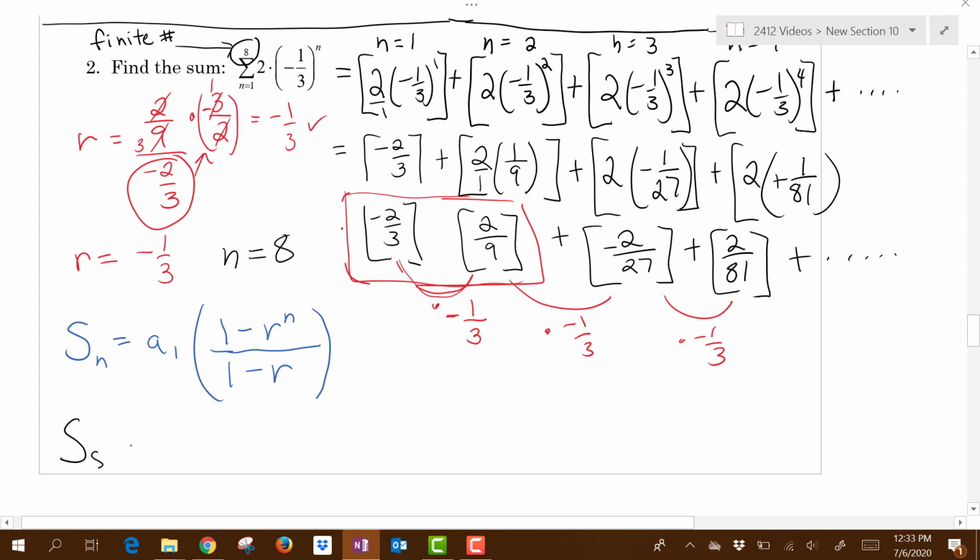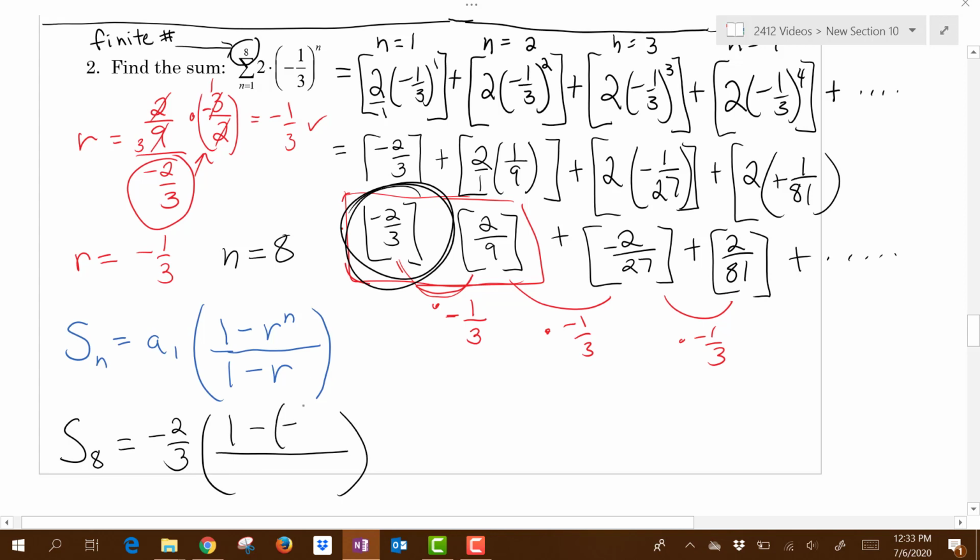So the sum of the first 8 terms of the sequence will be the first term of the sequence, which we found to be negative 2/3, times 1 minus the r value. And I'm going to put that in parentheses because our r value is negative. We want to make sure that we take care of those two negatives. And also because I want to make sure that I raise the entire r value, including the negative, to that power of n, which in this case is 8. Then I'm going to have 1 minus the r value. I'm going to put that in parentheses again because of the negative. So that's that 1 minus that negative 1/3.